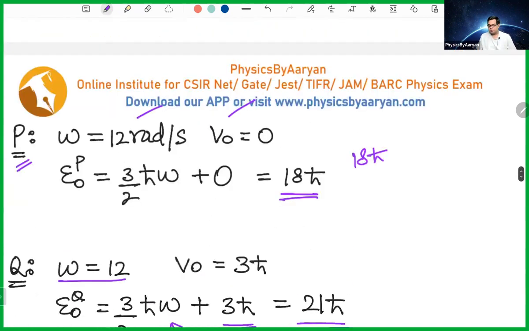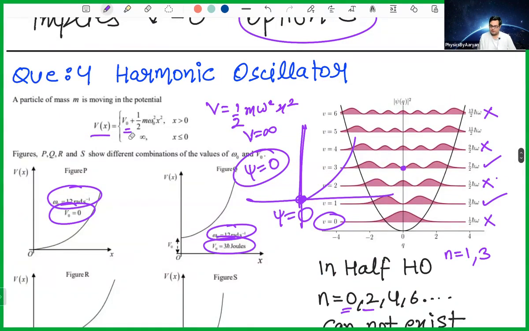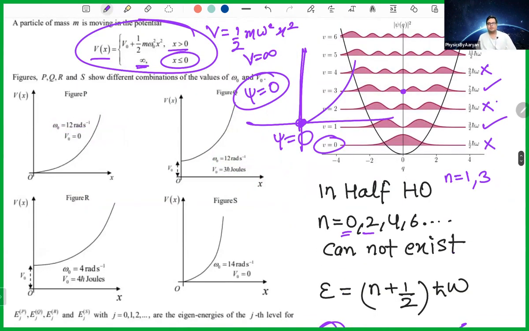Okay. Someone asked how to identify it's a half harmonic oscillator. So clearly it is given to you in the equation as well. For x greater than 0, you have a harmonic oscillator, but for x less than 0, you do not have a harmonic oscillator. What you do have is an infinite potential. So on the left hand side you have infinite potential, on the right hand side you have a harmonic oscillator. So it's a half harmonic oscillator. For a half harmonic oscillator, 0, 2, 4, 6 states are not possible. 1, 3, 5, 7 states are possible. And that was a trick you had to use in this case. Okay. So yes, any doubt in this problem?